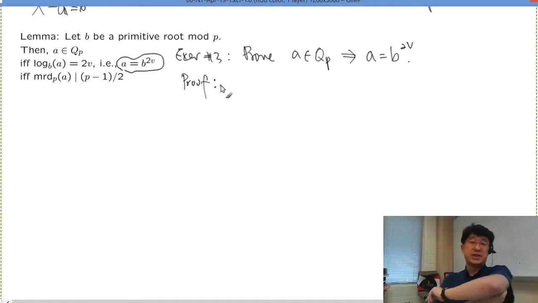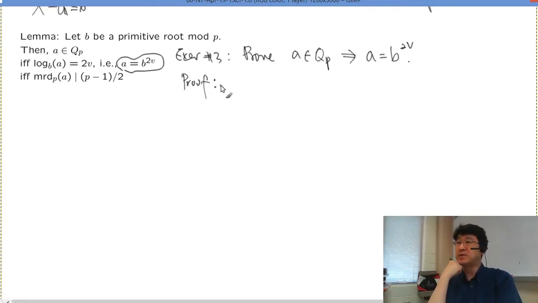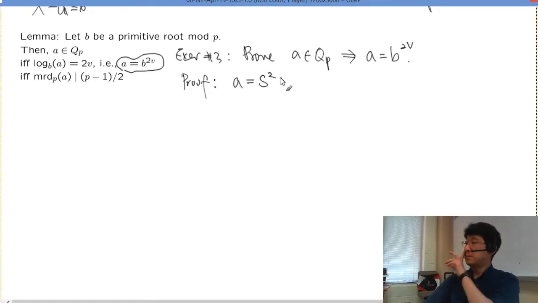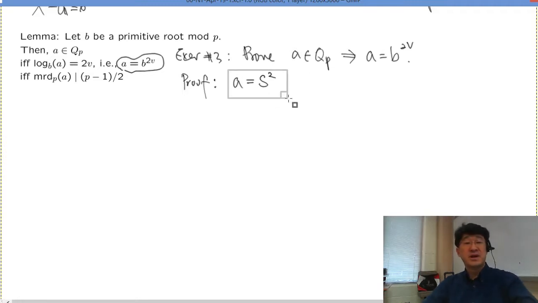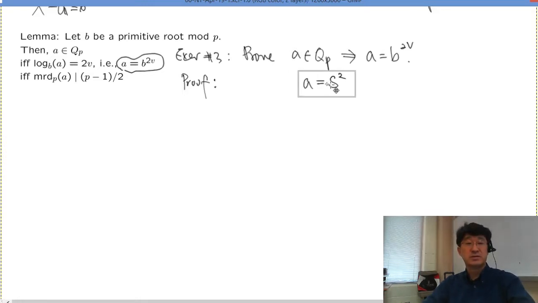Primitive root, that's the key. Maybe you're going to state the meaning of A being a quadratic residue. What is the meaning of A being a quadratic residue? Right? A is equal to, that's right, they use S, so let's write S squared there. That's how it goes, right? Because A is a quadratic residue.